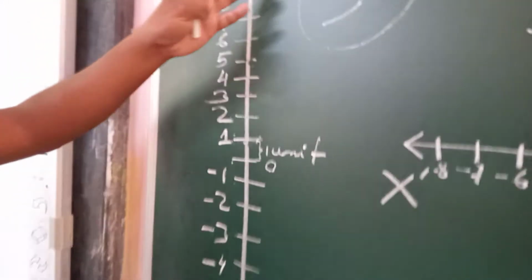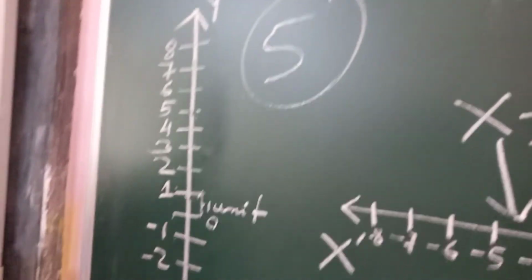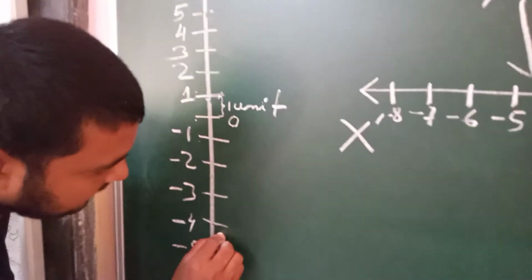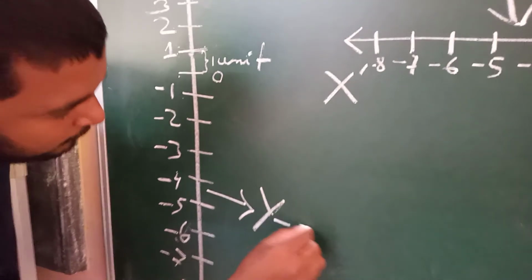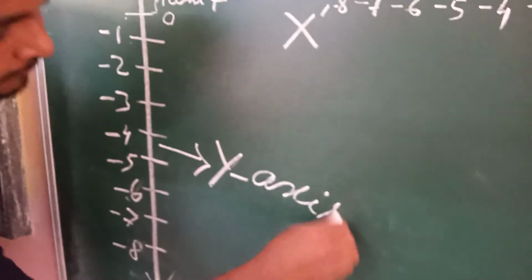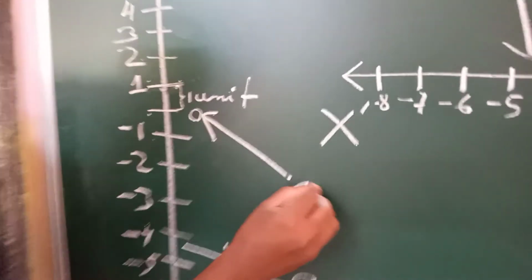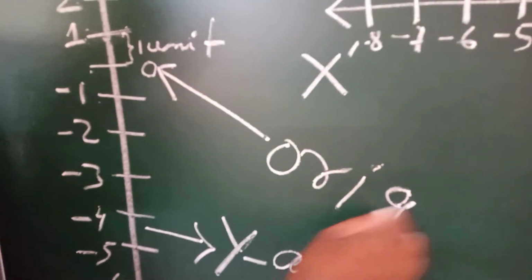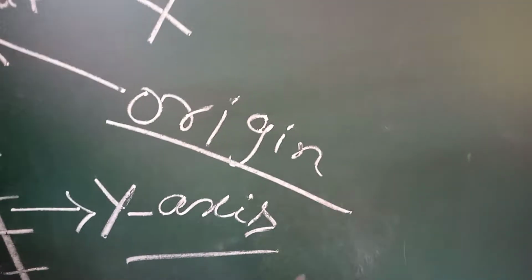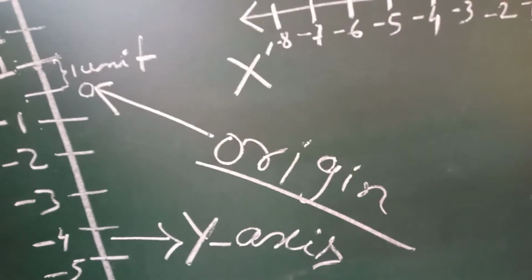So this line, y dash or y, is called the y-axis. This 0 is called the origin.